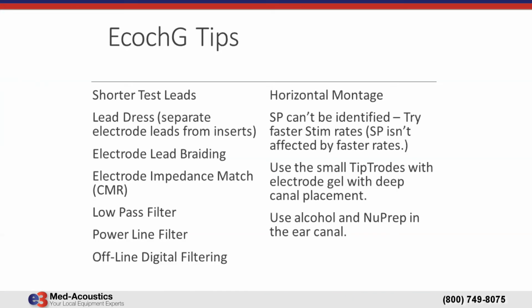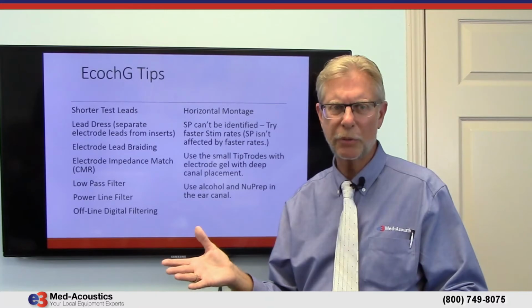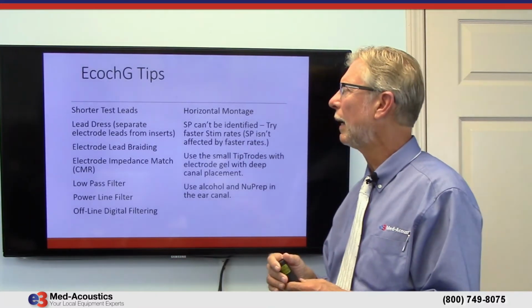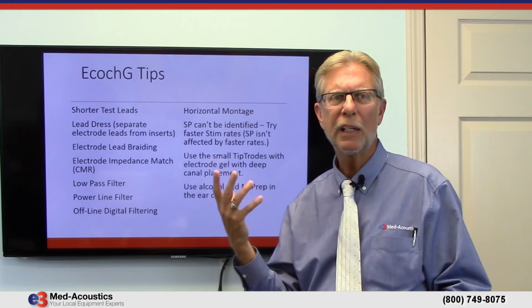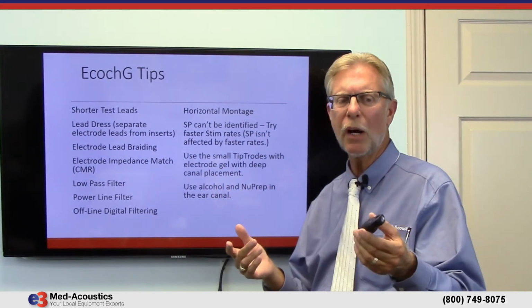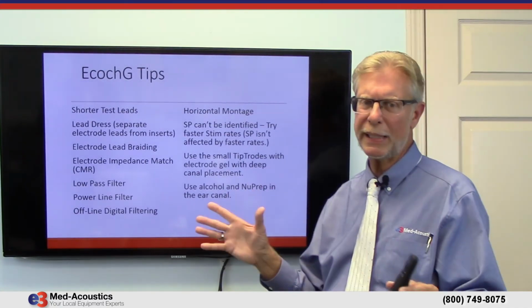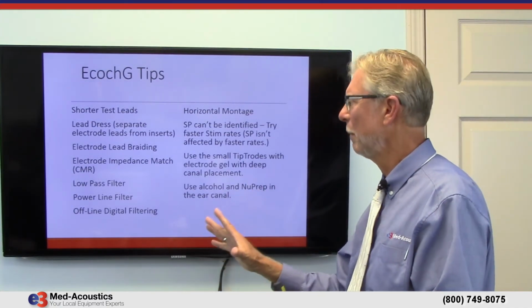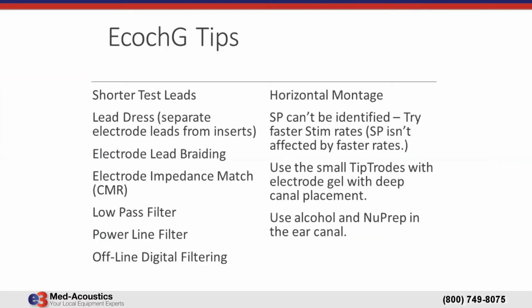But things that'll help. The shorter test leads. The TM electrode leads that we recommend, those rounded alligator clip leads, special leads that come with the Interacoustics Eclipse, they are shorter than the other Tiptrode leads, those alternative Tiptrode leads, and therefore they'll pick up less electrical interference. So if you're having electrical interference problems, using those, that alone might solve it. And in many cases it does, just that. It's like a miracle.